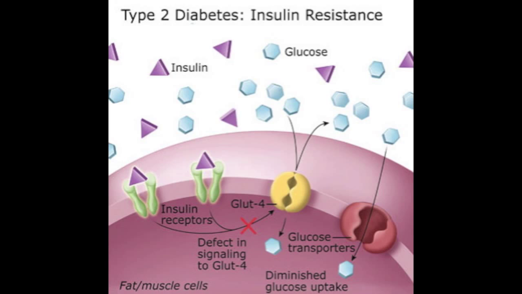In type 2 diabetes, the insulin is unable to bind to the insulin receptors properly, and in this case, that's why the GLUT4 isn't opening up to let glucose in. This leads to a buildup of glucose in the bloodstream instead of in your cells to use for energy, and that's why you feel very fatigued when you have diabetes.